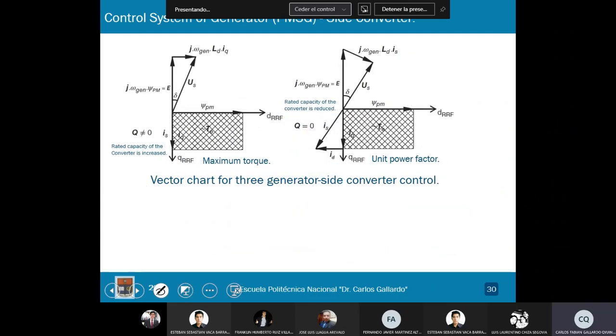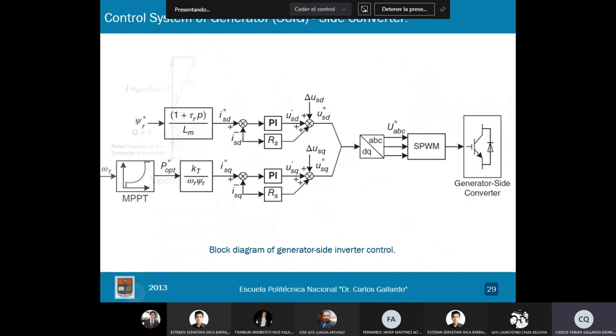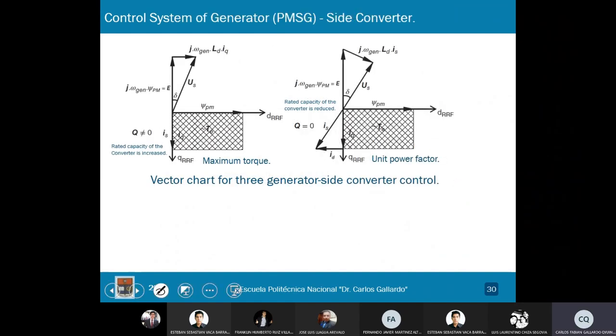Okay. So we have already finished the squirrel cage induction generator. That is it for the squirrel cage induction generator. So let's continue with the permanent magnet synchronous generator.